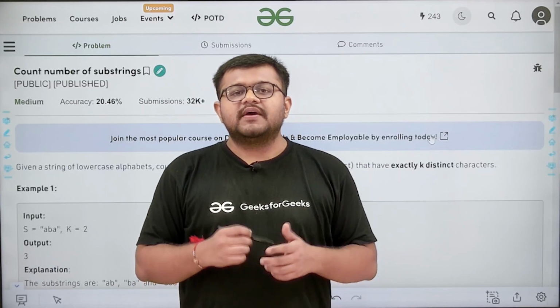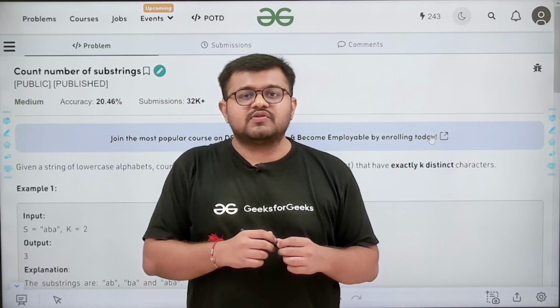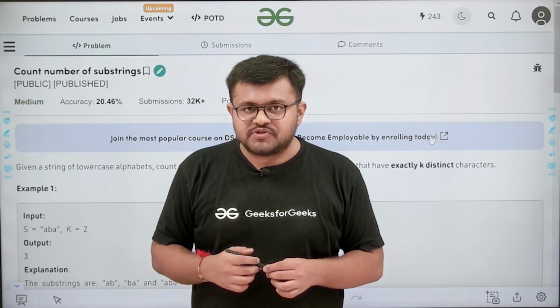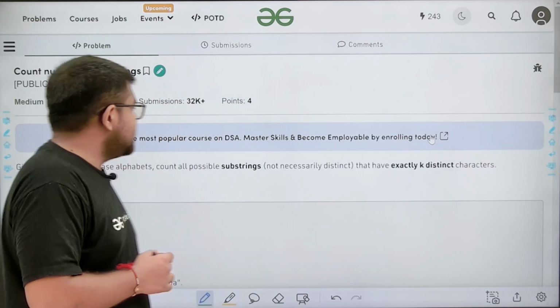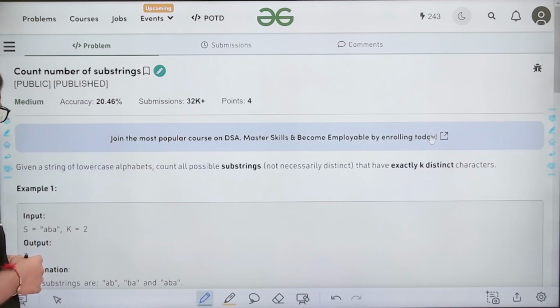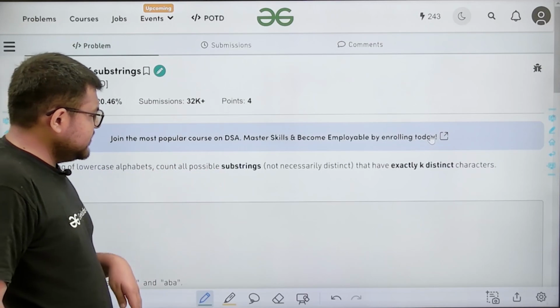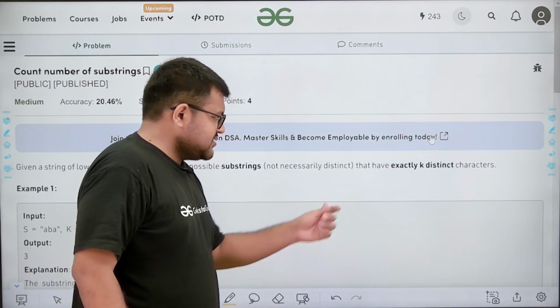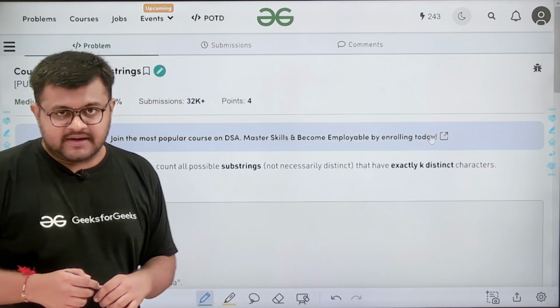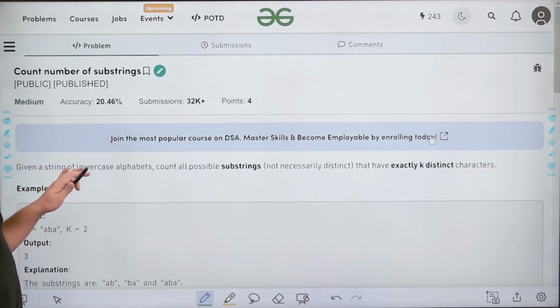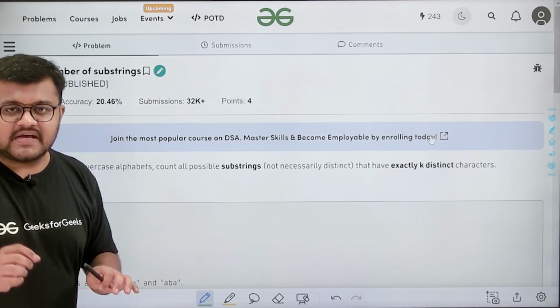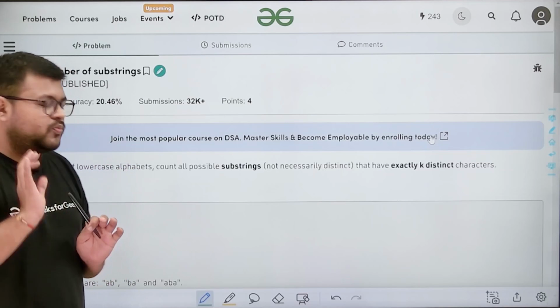Welcome to this video. In this video, we are going to look at the solution of the problem count number of substrings. So first of all, let us start by understanding the question. What does the question say? Given a string of lowercase alphabets, count all possible substrings, not necessarily distinct, that have exactly k distinct characters. So basically we are given a string in which all the characters are lowercase alphabets, that is from small a to small z.